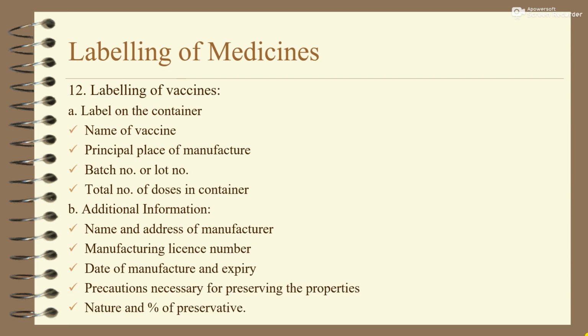Then in case of labeling of vaccines, the label on the container should be with the name of the vaccine, principal place of manufacture, batch number, lot number, and total number of doses in the container. Additional information should be given such as name and address of the manufacturer, manufacturing license number, then date of manufacturing and expiry, precautions necessary for preserving the properties, and the nature and percentage of the preservatives.